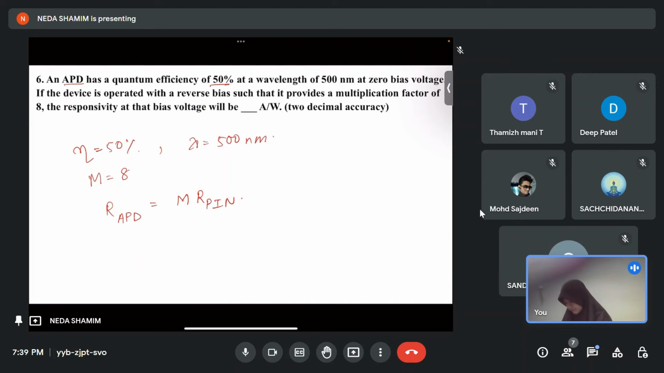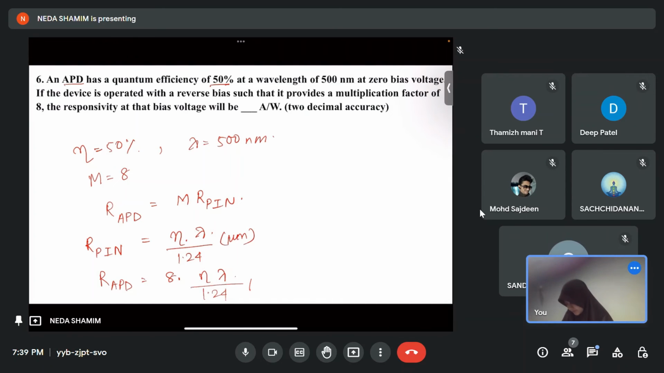So I have to find the responsivity of the PIN photodiode. That's simple. We did the derivation in the last question. That is eta times lambda by 1.24 micrometers. Just find that out and multiply this by 8. That is, R_APD is equal to 8 times eta lambda by 1.24 micrometers. Lambda is in micrometers, so just change lambda to micrometers.